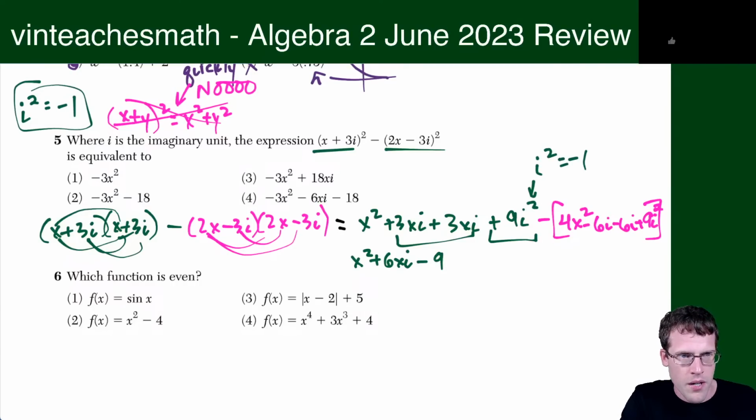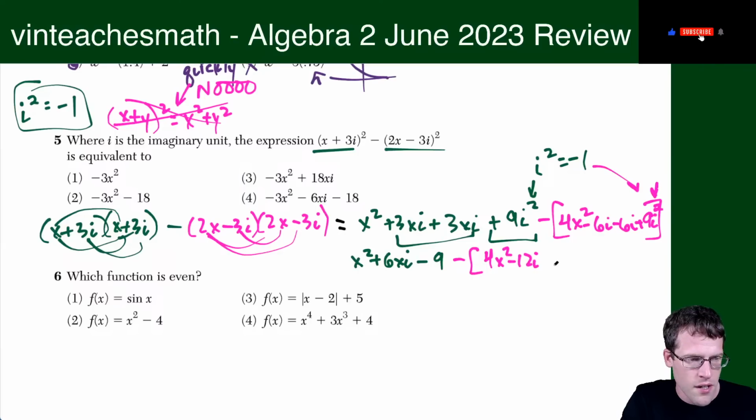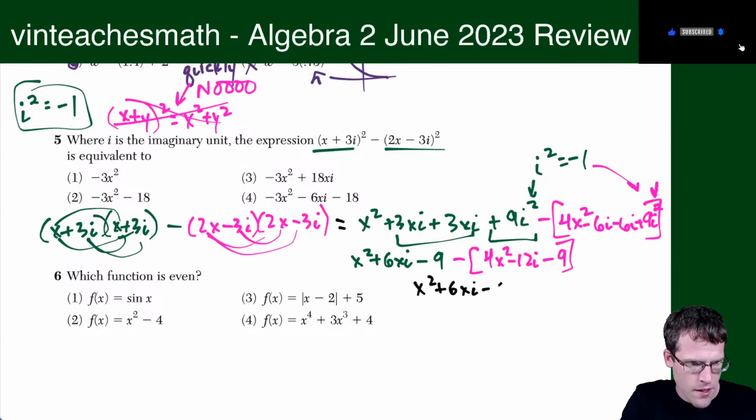And now we have minus, so we simplify the stuff inside here. And we've got 4x squared minus 12i. And then 9 times, this is once again -1. We're using this identity here. 9 times -1 is minus 9 like this. So then we simplify. And here we go. So we've got x squared plus 6xi minus 9. Distribute the minus, you get minus 4x squared plus 12.